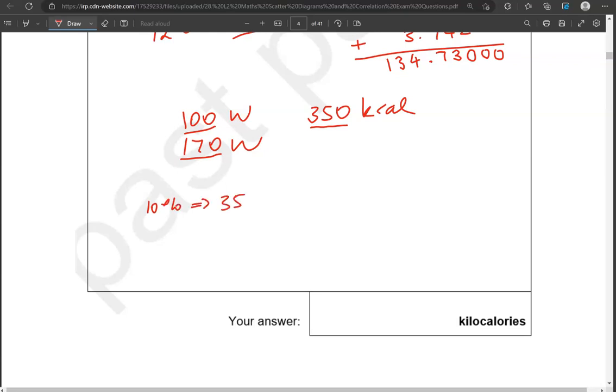So 70% is 35 times 7. 7 times 5 is 35, so 5 down and 3 carried over. 7 times 3 is 21, and the 3 is 24. So 70% is 245. So we're going to add that on top of 350.